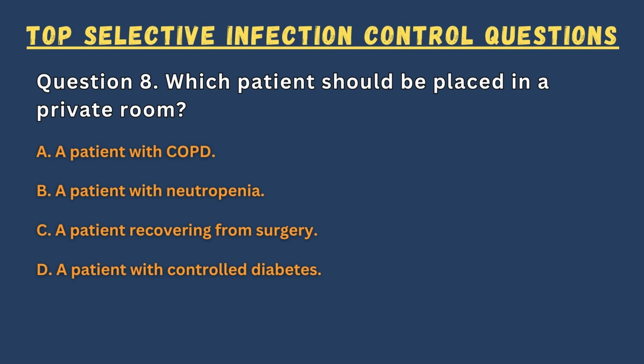Question 8. Which patient should be placed in a private room? A. A patient with COPD. B. A patient with neutropenia. C. A patient recovering from surgery. D. A patient with controlled diabetes.